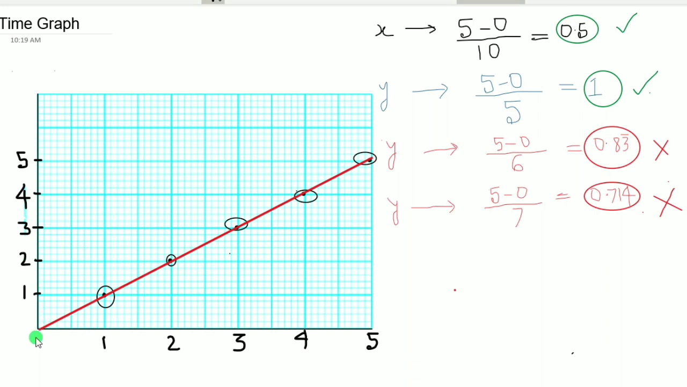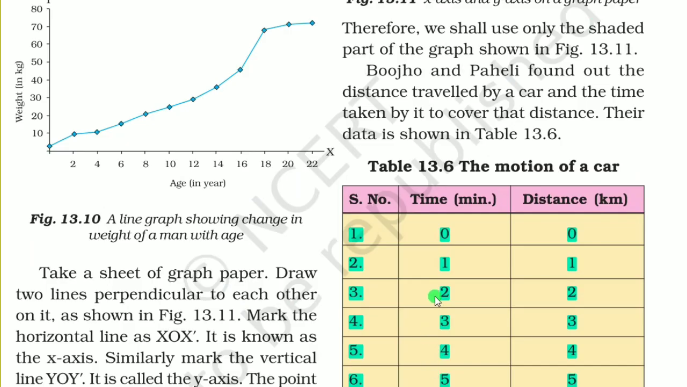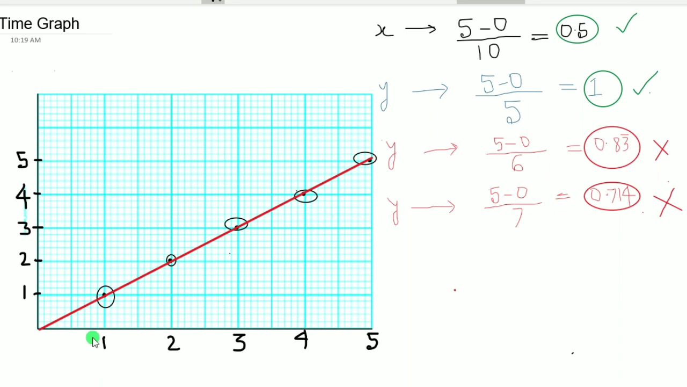So this x-axis we have treated as the time axis here. If I go to my data, you can see this is the time and distance data: 0 1 2 3 4 5, and the distance is also 0 1 2 3 4 5. So it is not very difficult to remember. Now again go to the graph. On the x-axis we have taken time 0 1 2 3 4 5, and on the y-axis we have taken 0 1 2 3 4 5, that is distance.